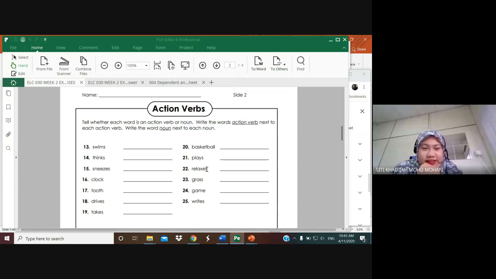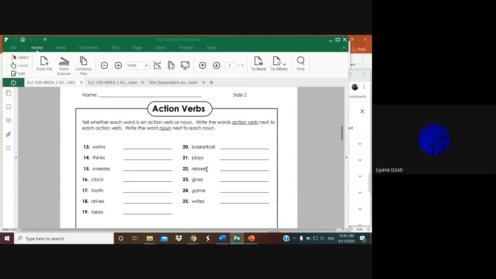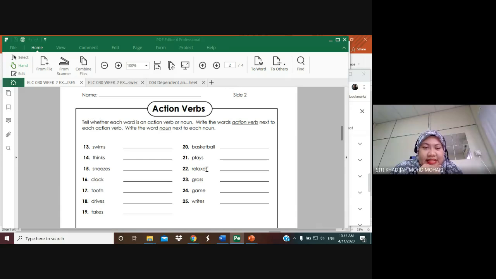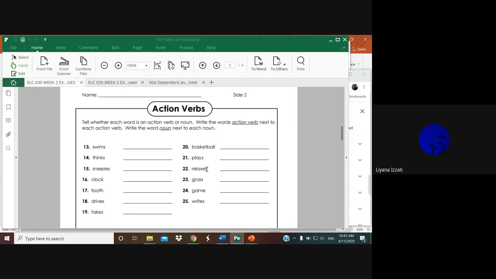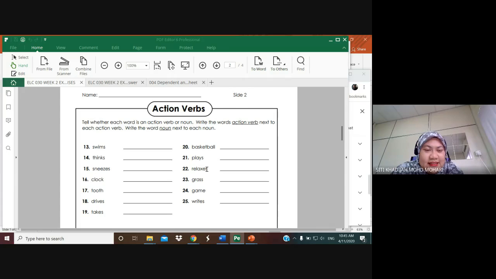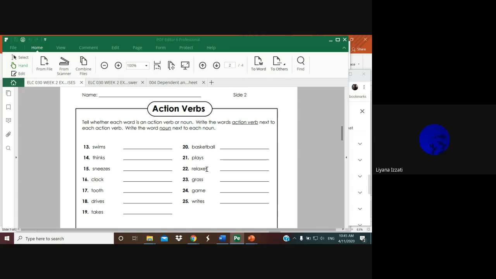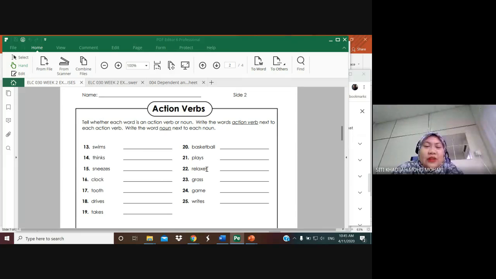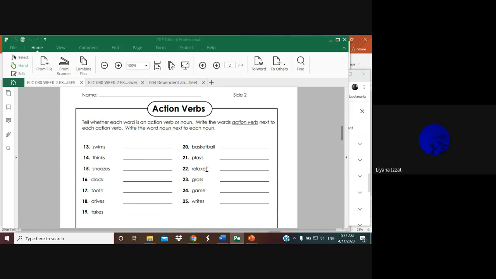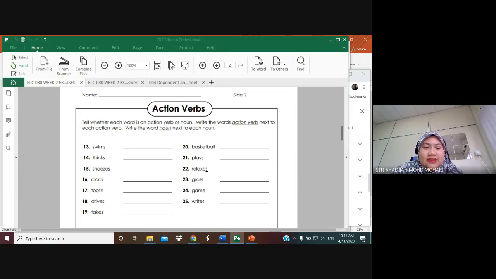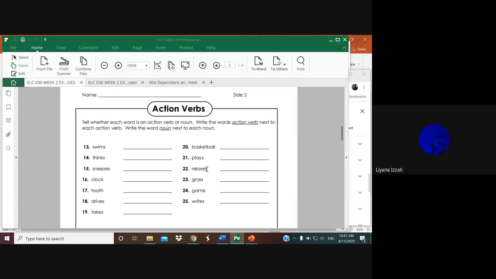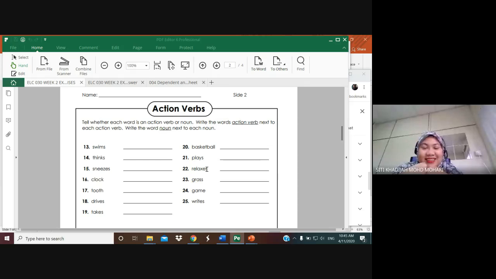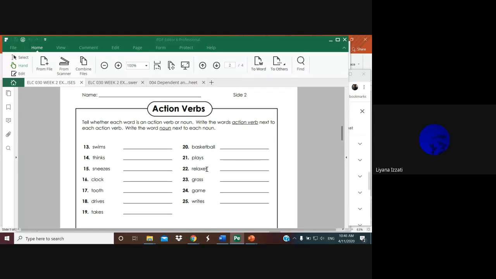15. Noun. 15 is an action verb, sneezes. Okay, number 16. Noun. Action. Clock is a noun. Very good. Noun. Tooth. Noun. Very good. Drives. Noun. Drives. Action verb. Very good. Takes. Action verb. Very good.